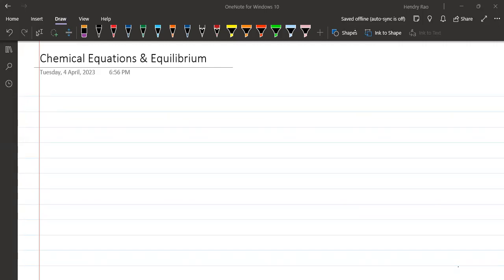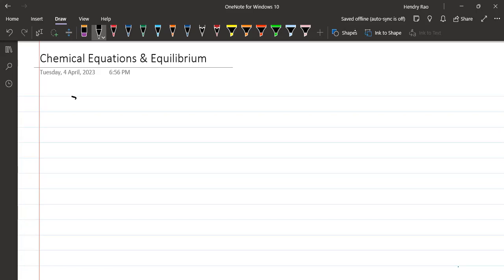So today we're going to recap a few things. We're going to talk about chemical equations and its equilibrium. Now, for every chemical reaction, you have the reactants and also the products. Reactant and product. So whatever products you get depend solely on the reactants. Now, in this case, let's talk about a simple reaction.